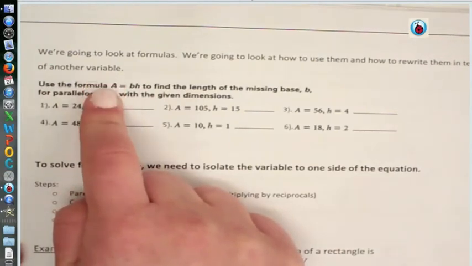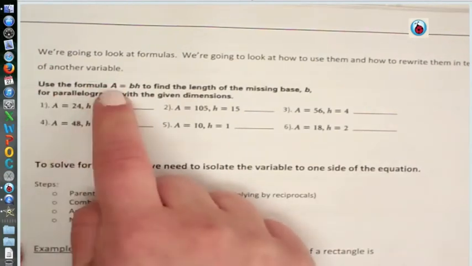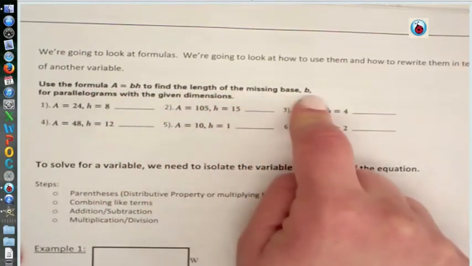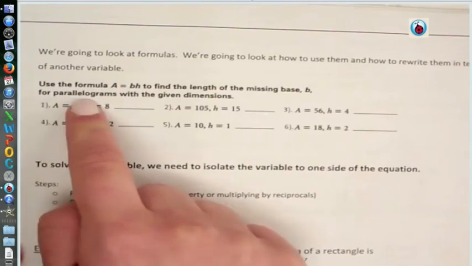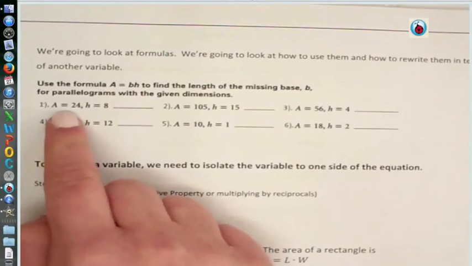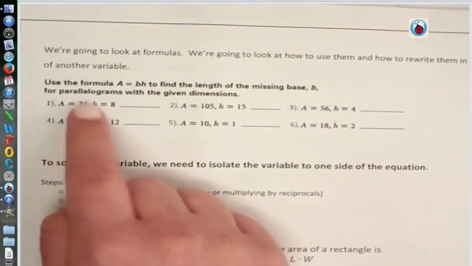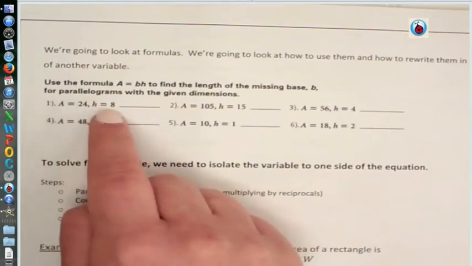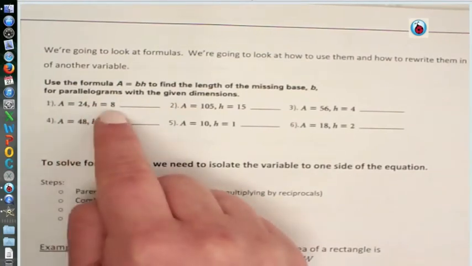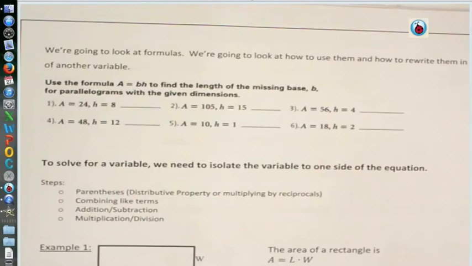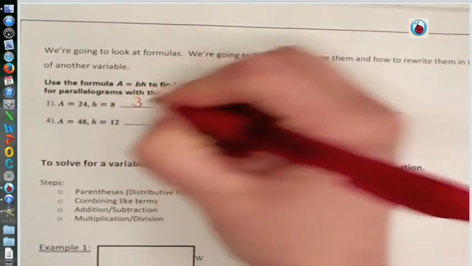So let's start with this formula. Use the formula area equals base times height to find the length of the missing base b for parallelograms with the given dimensions. All right. So number 1, we have a parallelogram with an area of 24, a height of 8. Well, I know base times height should be the area, so I need to figure out what number times 8 is equal to 24. Well, that number is 3. 3 times 8 is 24.